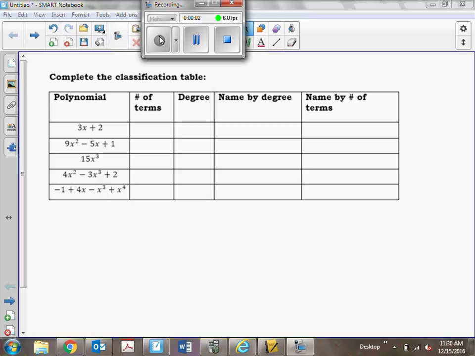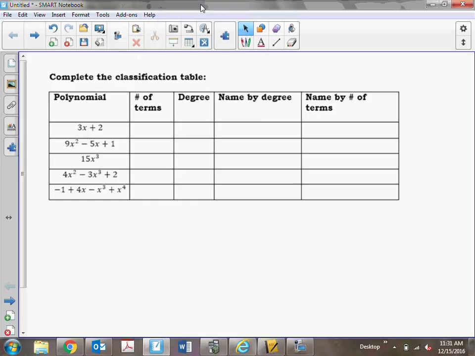In this video lesson, we are going to be classifying and naming all of our different kinds of polynomials based on the number of terms that they have, as well as based on the degree. So first thing that we want to go ahead and do is take a look and identify how many terms there are in each one of these, and then determine the degree. Now remember, my terms are separated by either an addition or subtraction sign.